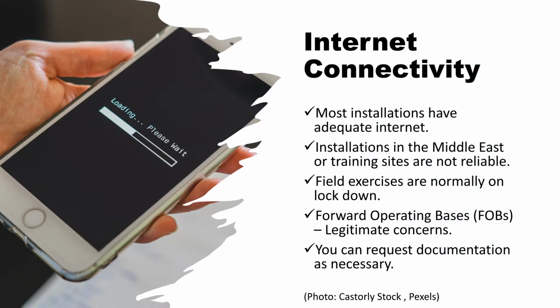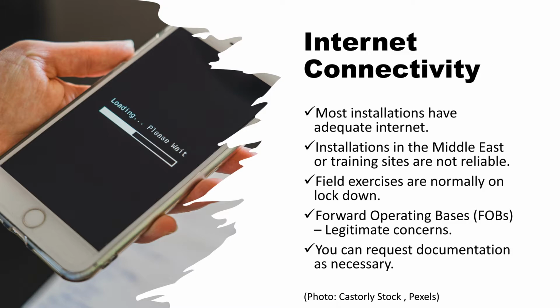Connectivity to the internet in a field location can present some problems. For the most part, installations will have adequate internet for students to be able to complete online assignments. However, those installations in the Middle East or any field training site may have less reliable internet. Students on training sites may have internet access, yet when units go on field exercises, military members are usually on lockdown. Even on their downtime, they may be unable to access a computer or the internet.